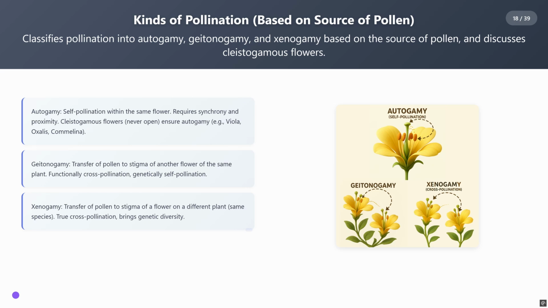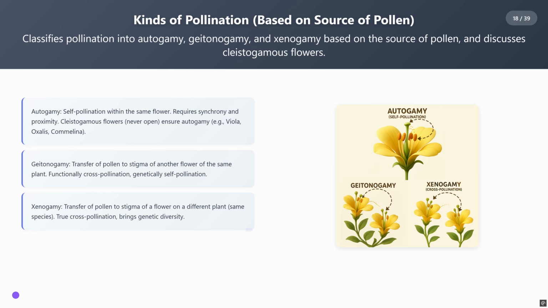Exactly. But some plants, like viola, common pansy, oxalis, and camelina, have evolved a really clever strategy to guarantee self-pollination. They actually produce 2 different types of flowers. 2 types? Yes. They have the normal open chasmogamous flowers, but they also produce cleistogamous flowers. These ones are fascinating because they remain permanently closed. They never open at all. Cleistogamous flowers, permanently closed.